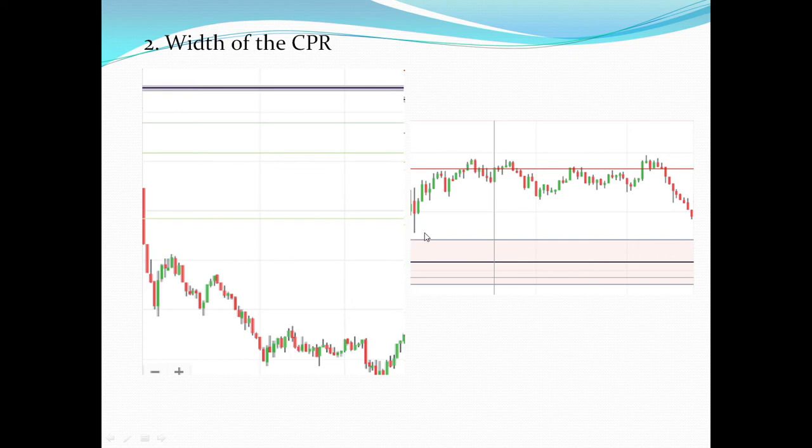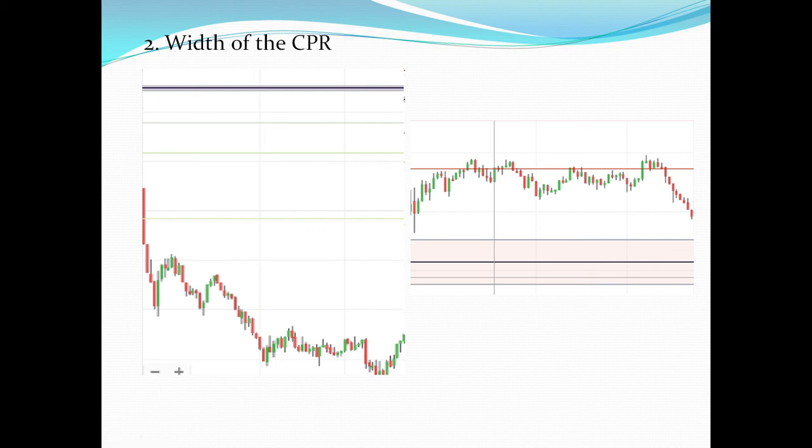This is called initial balance low, initial balance high. It maintained the initial balance high. See, it is facing resistance here, again coming down, again going up, again coming down, going up, coming down. It didn't make any trend. Okay, so it's a range bound day when it's a wide CPR.